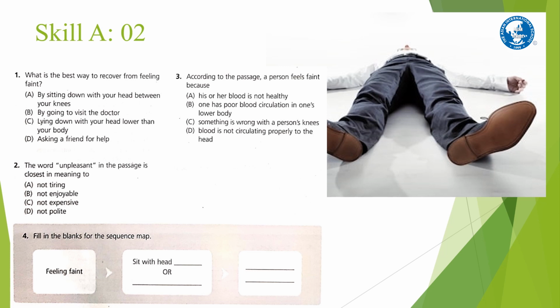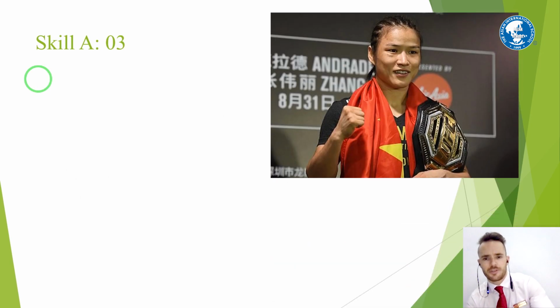Now, underneath this, for question 4, you are asked to fill in the blanks for the sequence map. Section 2 or box 2, sit with head lower or lie down. And last stage, talk to a doctor. Okay, so feeling faint is stage 1. Stage 2, sit with your head lower or lie down. And stage 3, talk to a doctor. All right, give yourself a score, add that with the last question, and we shall move on. Number 3.